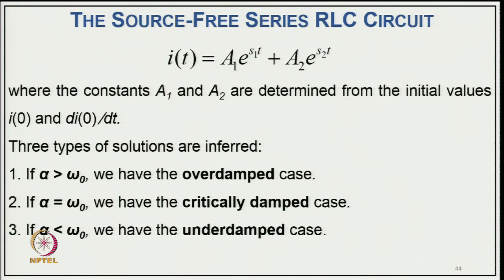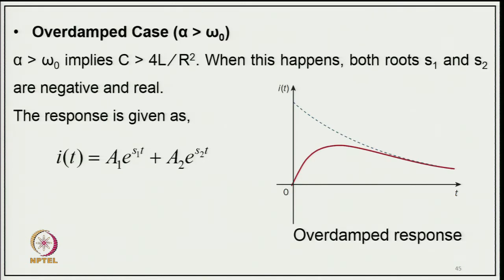If alpha is greater than omega0, we call it the overdamped case. If alpha equals omega0, we call it the critically damped case, and if alpha is less than omega0, we call it the underdamped case. These are the kinds of responses this equation gives for this circuit. So, coming to the first case, the overdamped case, where alpha is greater than omega0.